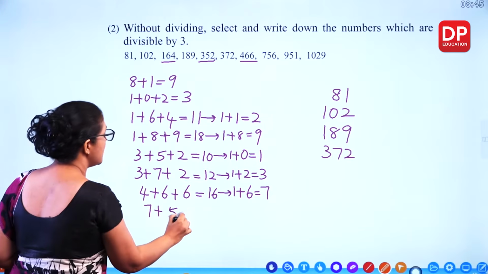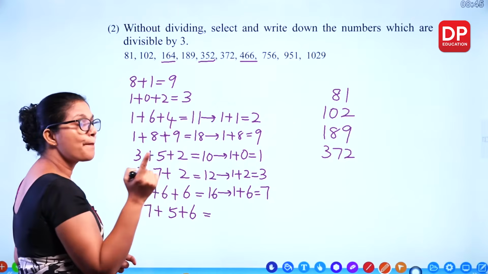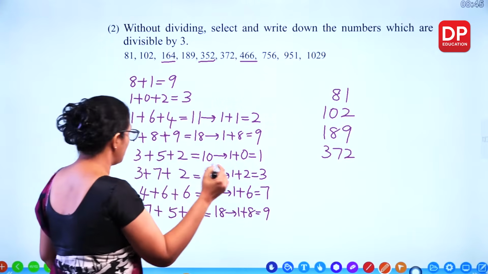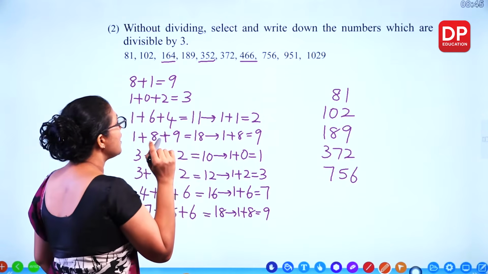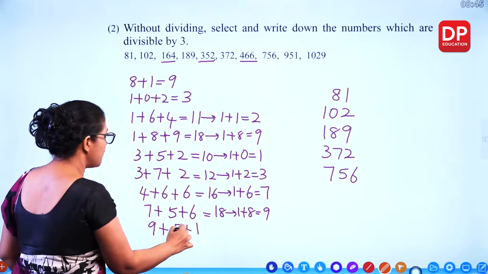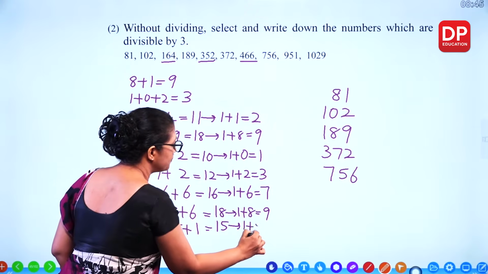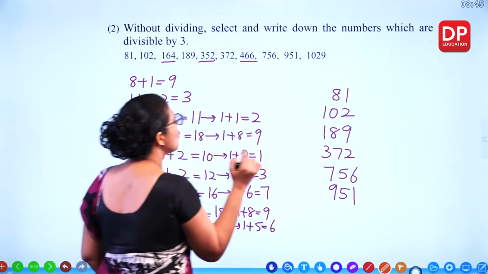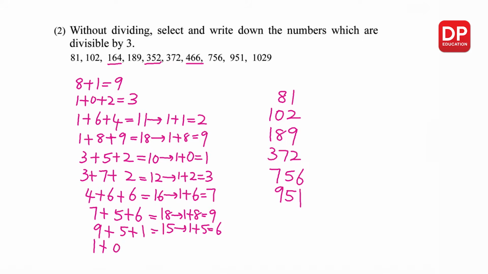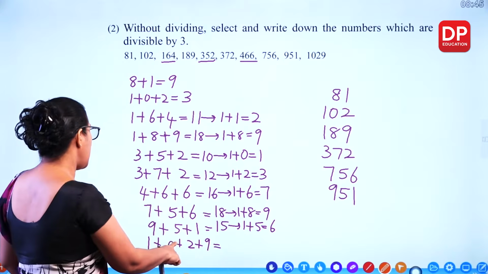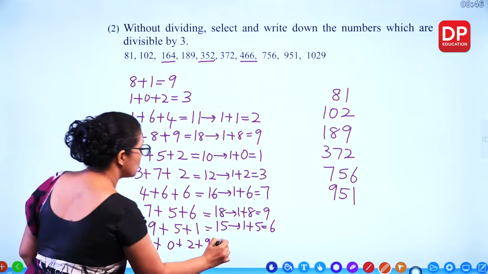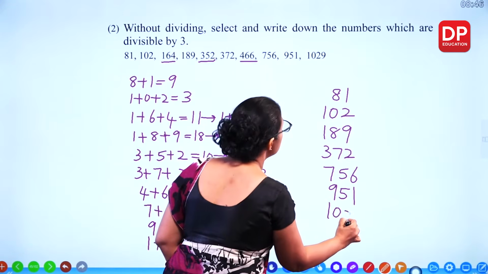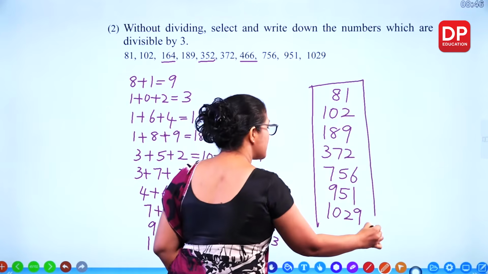756. 7, 5, 6. 11. 11 plus 7, 18. 1 plus 8, 9. That's divisible by 3. So 756 is also okay. 951. 9, 5, 1. 15. 15 means 1 plus 5, 6. That's also possible. So 951 also divisible by 3. Last one. 1 plus 0 plus 2 plus 9. 10, 12. 12 means 2 plus 1, 3. That's also divisible by 3. So 1029 is divisible by 3. So these are the numbers that are divisible by 3.